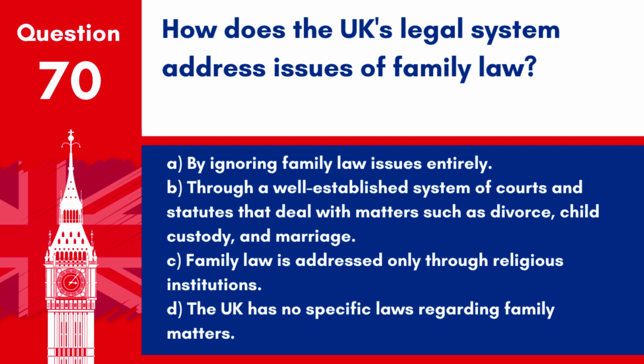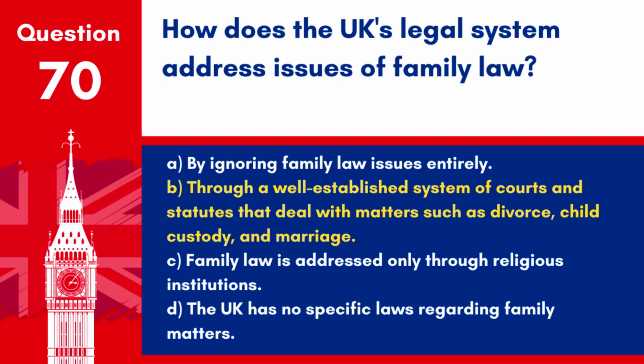Question 70. How does the UK's legal system address issues of family law? A. By ignoring family law issues entirely. B. Through a well-established system of courts and statutes that deal with matters such as divorce, child custody, and marriage. C. Family law is addressed only through religious institutions. D. The UK has no specific laws regarding family matters.